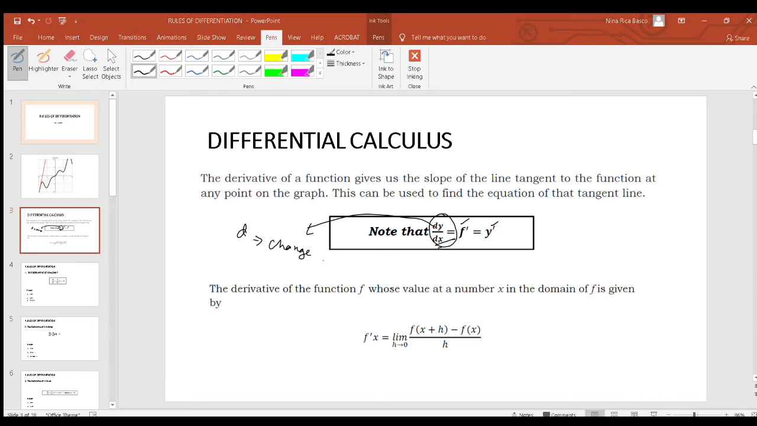The derivative of the function f whose value at a number x in the domain of f is given by f prime of x is equals to limit of f of x plus h minus f of x over h as h approaches to 0. So, ito yung application natin ng limits. Finding the derivative of the function.